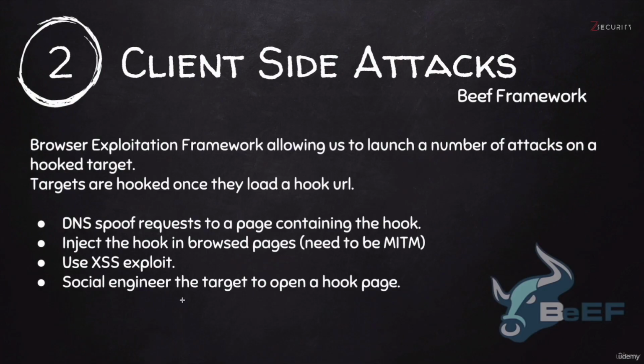And this very page can also be used with method number 1 and method number 4, because we're going to have a HTML page that contains the hook code. Therefore, you can either DNS spoof targets to this page or social engineer them to this page. And once they load this page, the hook code will be executed on their browser, and therefore they will be hooked to Beef and will be able to run all of the commands that Beef allows us to run.